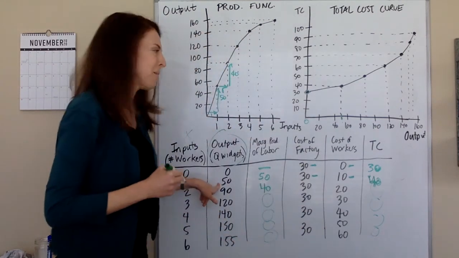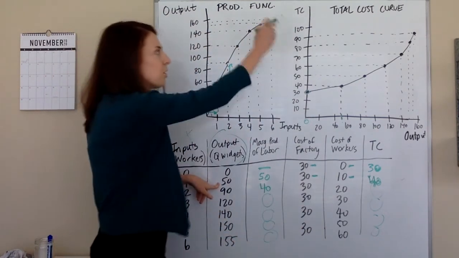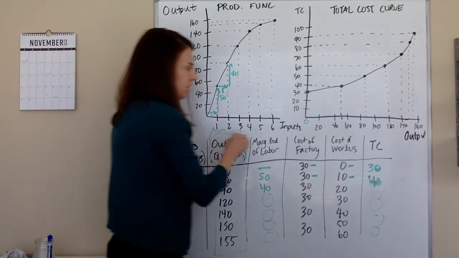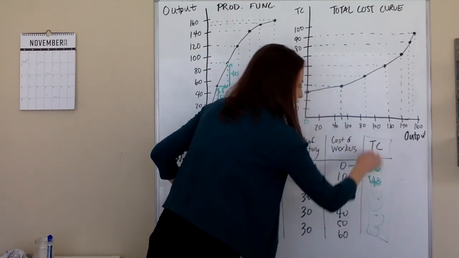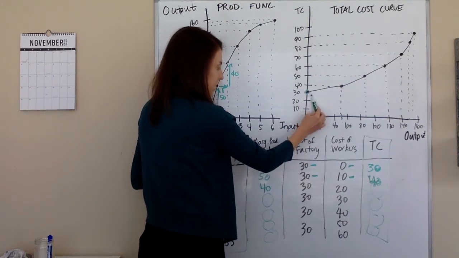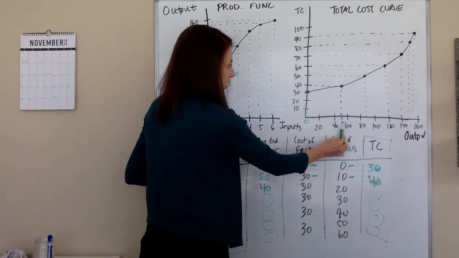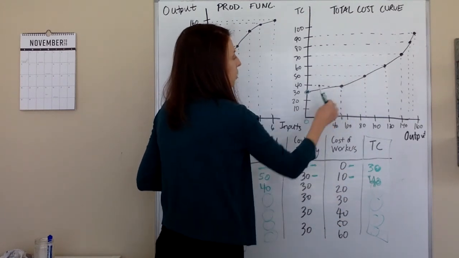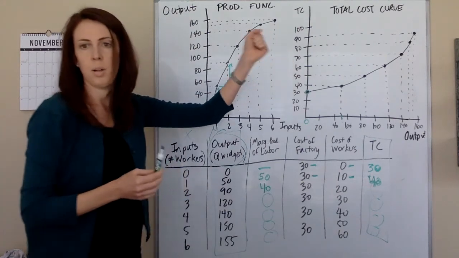Sorry, I'm speaking before I'm thinking here. So the total cost curve plots against each other output, which is this column, and total cost, which is the column you're filling in. So when output is 0, total cost is 30. When output is 50, total cost is 40. And then you'll fill in the rest of the numbers. Those will just give you the coordinates that I've already plotted for you.